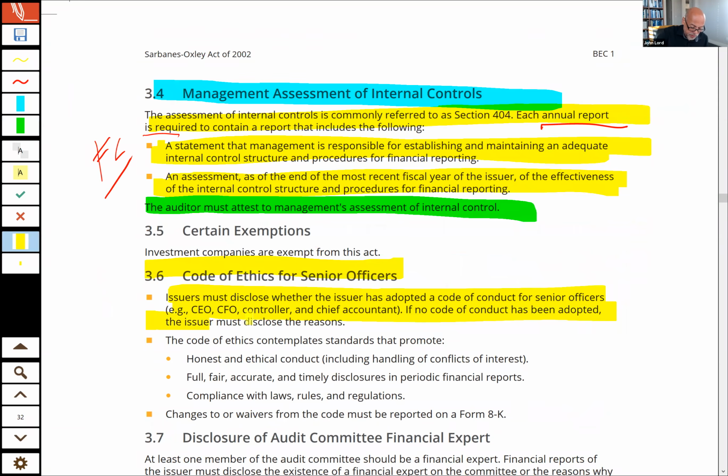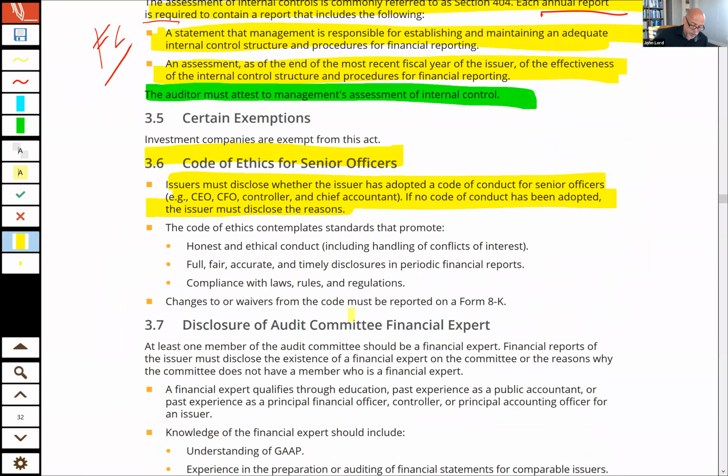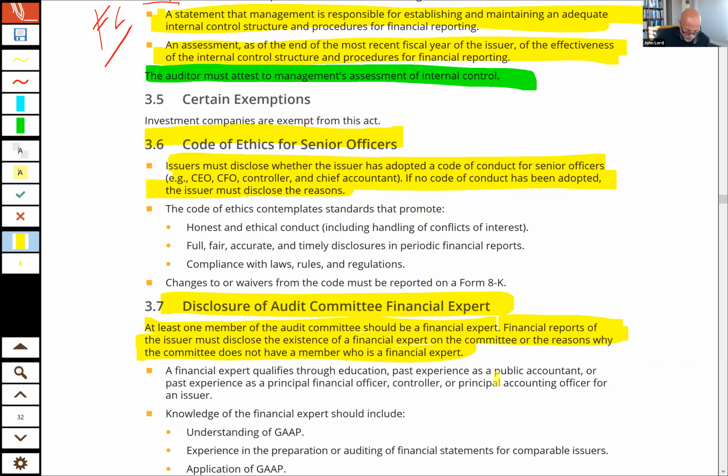Okay, and so that should also happen. And there needs to be disclosure of an audit committee financial expert. So there has to be at least one member of the audit committee who should be a financial expert. Financial reports of the issuer must disclose the existence of the financial expert on the committee, or the reasons why the committee does not have this financial expert.